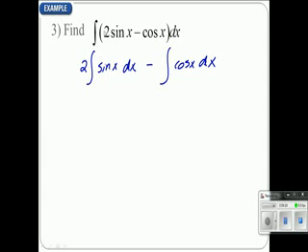The other property is that if you have the integral of a constant times a function, you can pull that constant out in front, much like I have here, my 2 out in the front, and then multiply that by the integral of the function. So the integral of sine is negative cosine, and the 2 carried down, and then the integral of cosine is sine and the negative carried down. And add on the constant of integration, and we're done with this problem.